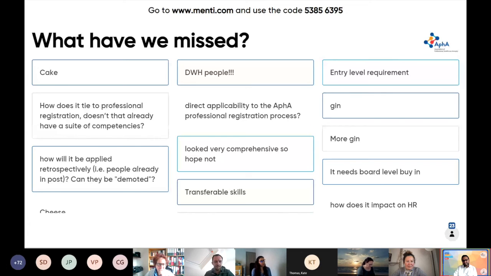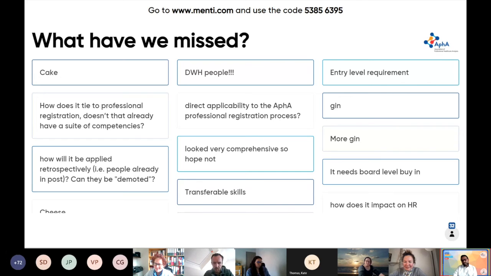And Sarah, there's more comments coming in around cake, gin, and cheese. There's obviously some strange similarity between that and competency framework. I'm going to have to ask for another discovery phase of work to understand what the correlation is. I have to say, I definitely haven't missed cake. I had a fondant fancy while watching one of the talks earlier. It was lovely.